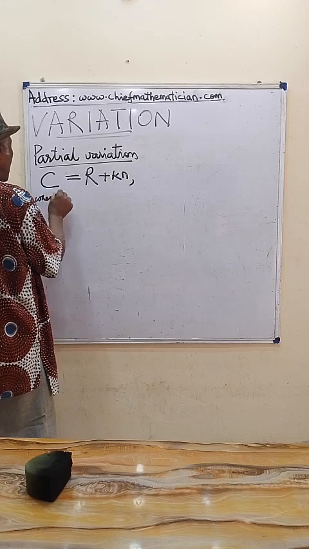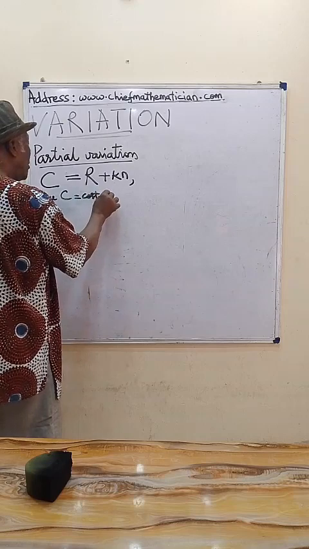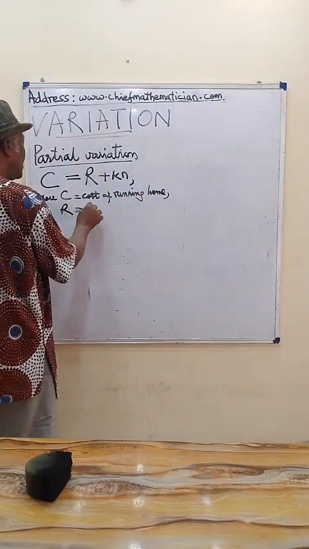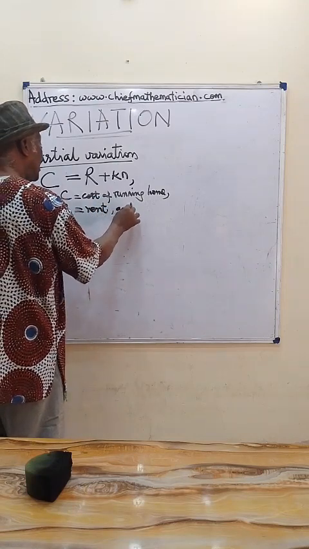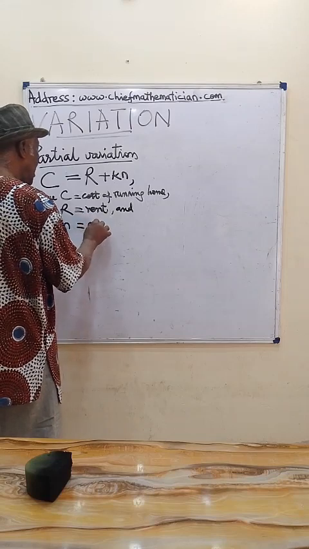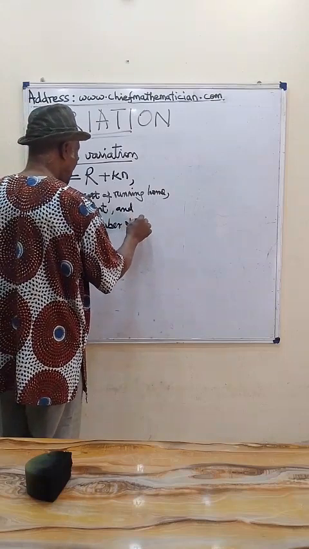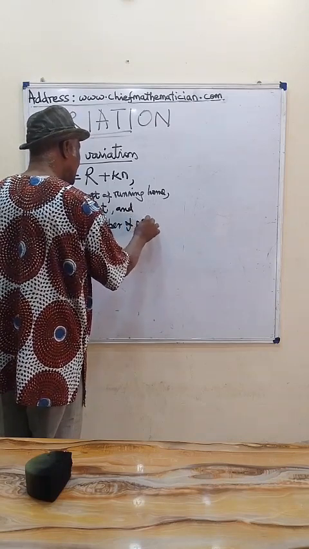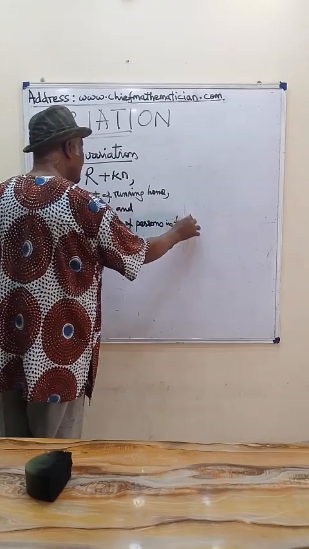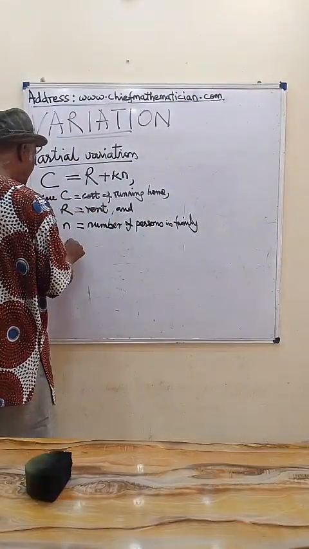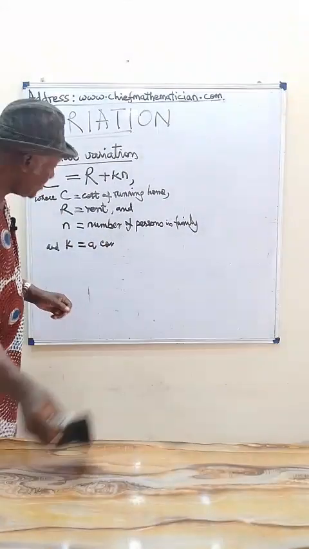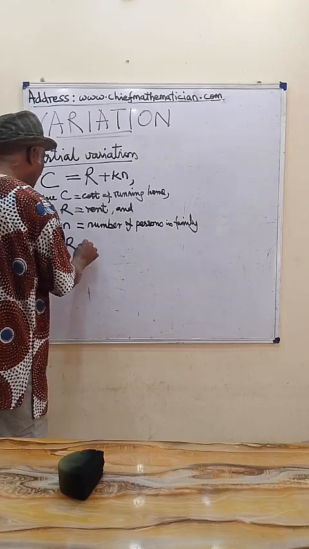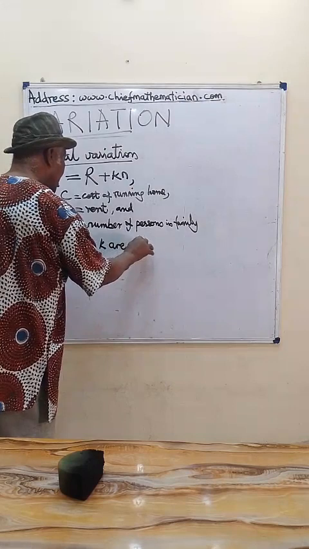Where C is equal to cost of running home, R is the rent, and N is number of children, or rather, number of persons in family, and K is equal to, and R and K are constants.